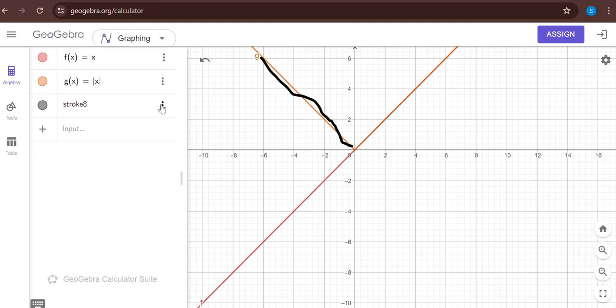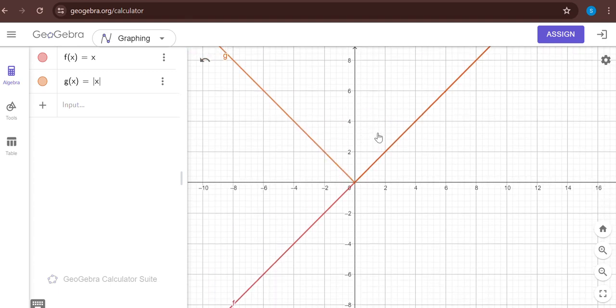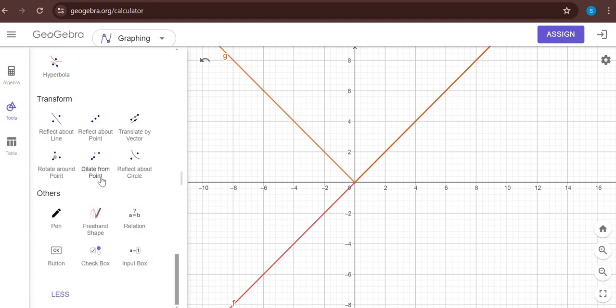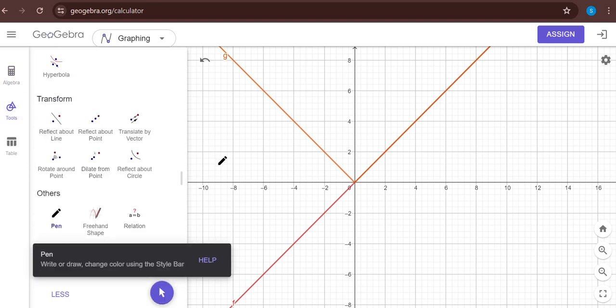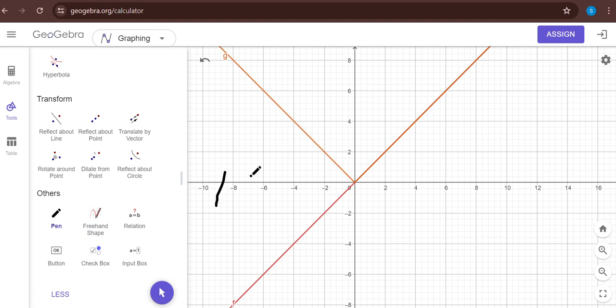So ultimately what is happening, everyone, the negative part is becoming positive. There is no change in the positive part, just the negative part is becoming positive. And for that, what you can do, you just take the mirror image of the negative part with respect to the x-axis. This is your mirror. And the mirror image of this one is going to be this one, and that's all. You will get the graph.